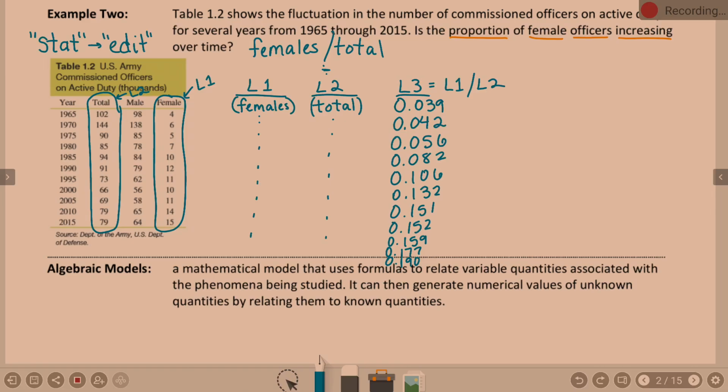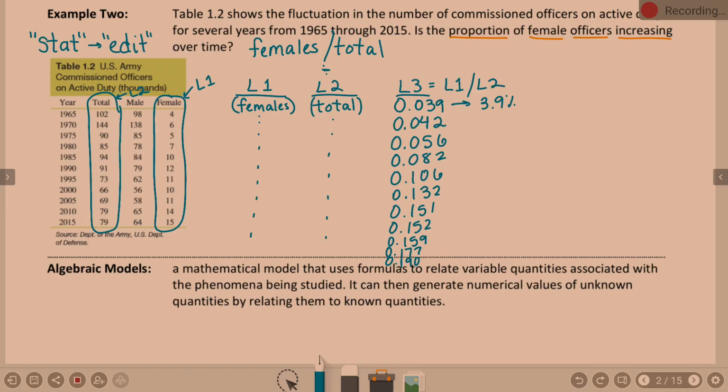Could we have made them percents? Yep. You could have even made your table be in percents by just taking L1 divided by L2 and multiplying that quantity by 100. So realize that, for instance, 0.039 is the same as saying 3.9%. I'm not going to write them all out, but you get the idea.